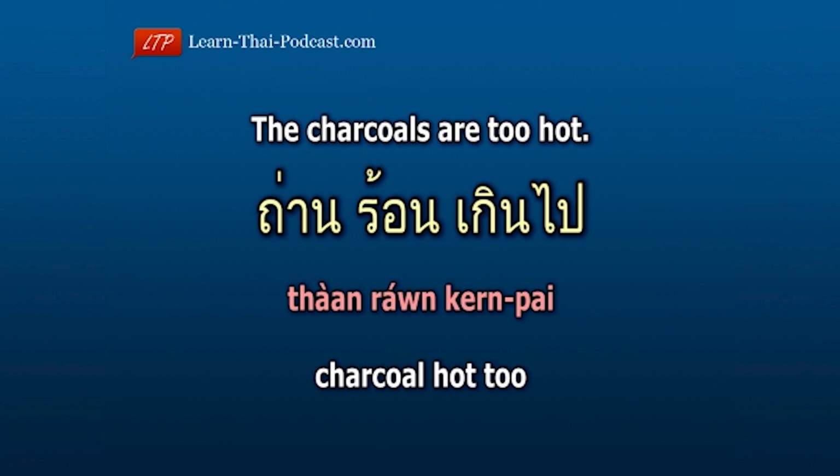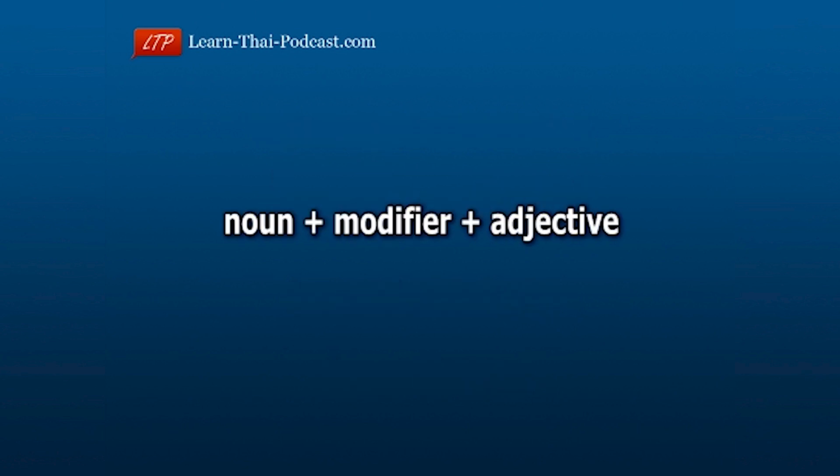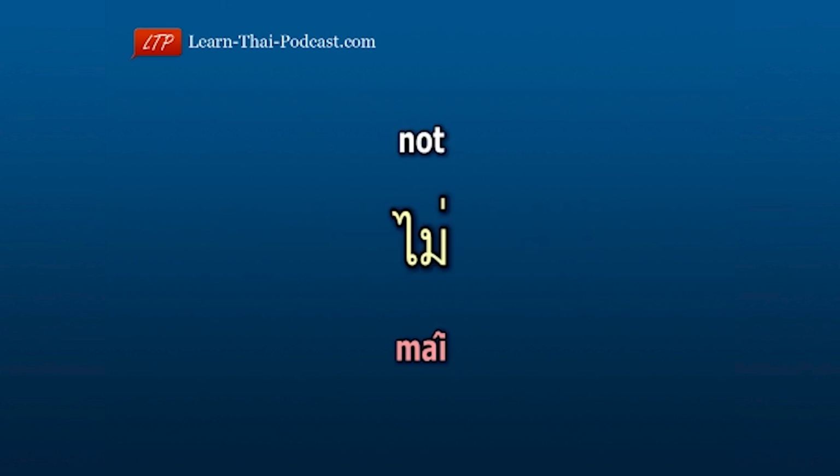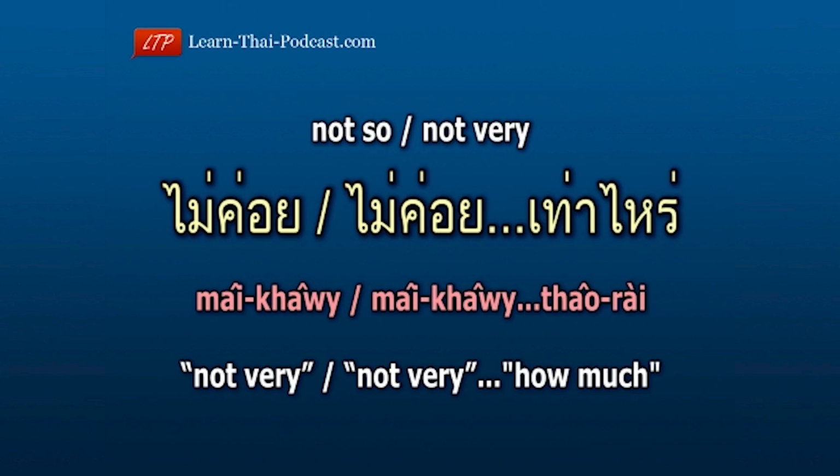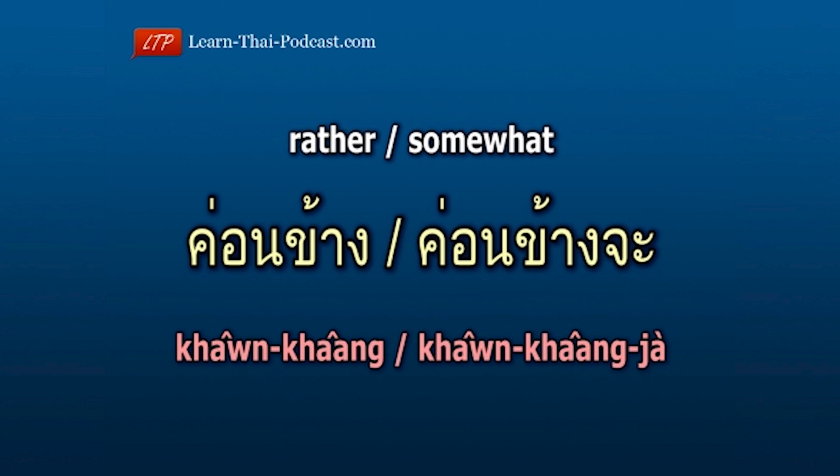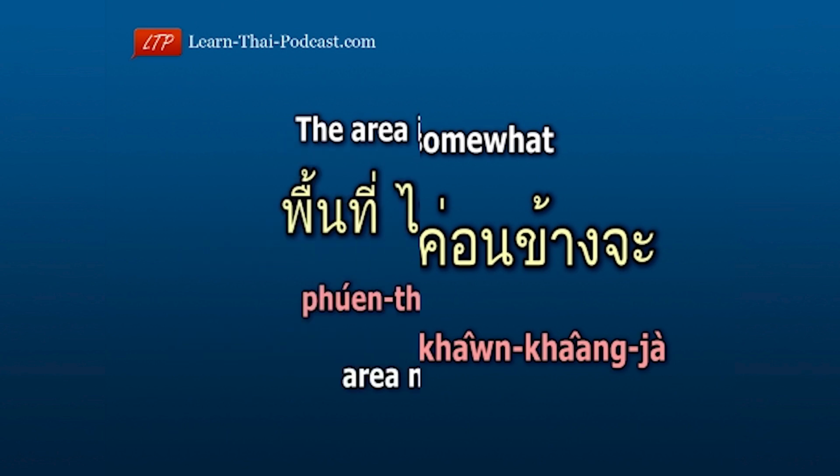Some modifiers are followed by adjectives, and then the structure changes to noun plus modifier plus adjective. Some examples of these modifiers are not, ไม่ not so or not very, ไม่ค่อย or the longer version of not so or not very, ไม่ค่อยเท่าไหร่ rather or somewhat, ค่อนข้าง or ค่อนข้างจะ.